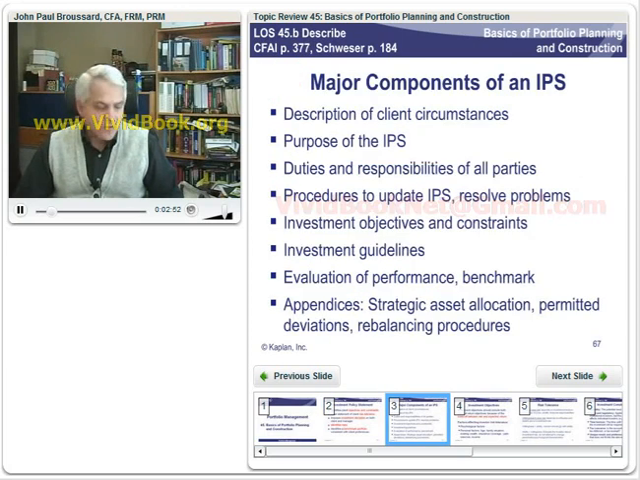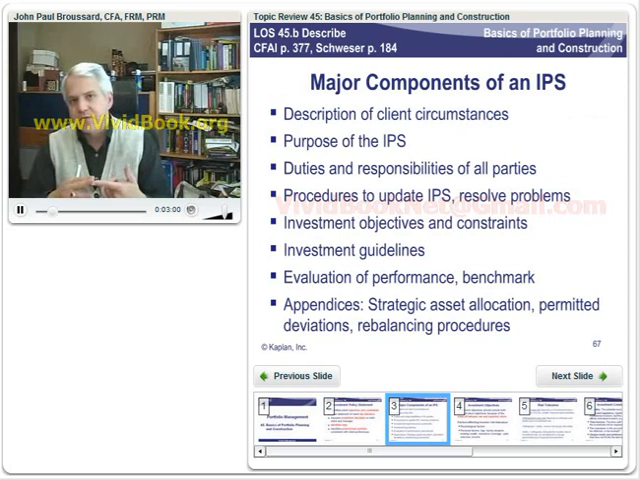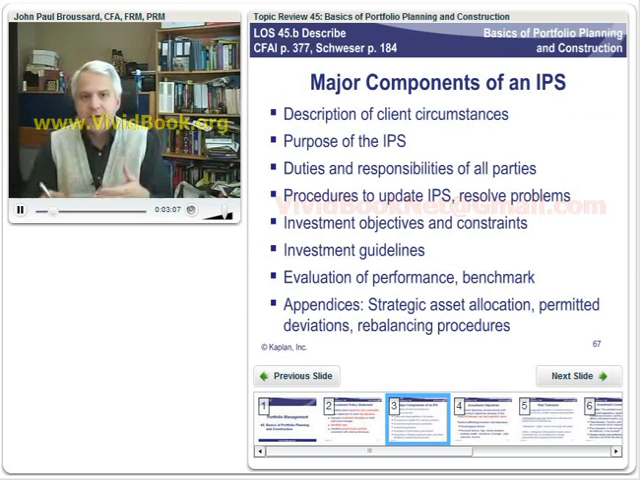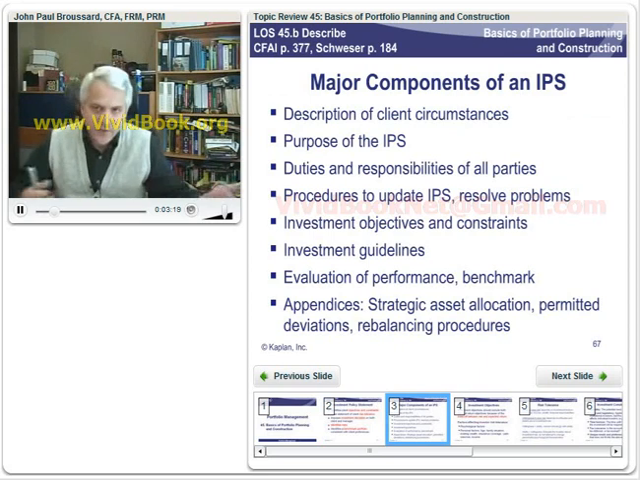All right. So what are some of the major components of an investment policy statement? Well, there's a description of the client circumstances. I mean, what are the circumstances of the client? What is it that the client needs? What's the purpose of the investment policy statement? What is it supposed to do? What objectives is it going to help us attain? Duties and responsibilities of all partners.